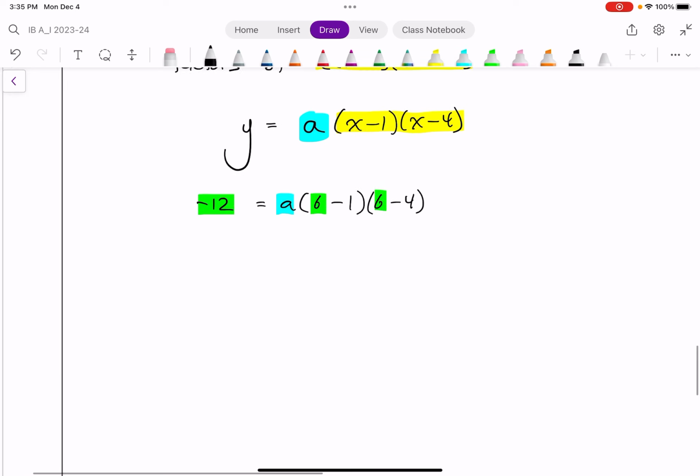Now I can solve this quite nicely. I get negative 12 over here. I get a times 5 times 2. So I have negative 12 equals 10a. Divide both sides by 10. A must be, well, in decimal form, negative 1.2.